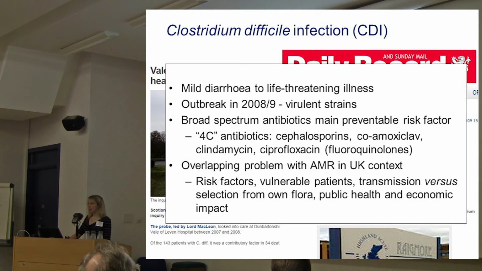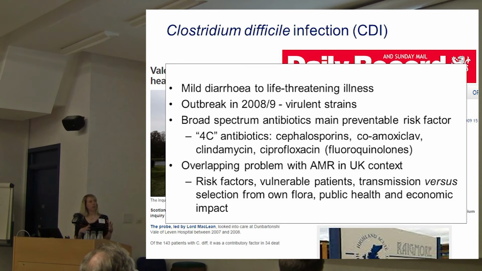And there were four antibiotics that were picked out as particularly high risk in general use at putting people at risk of having C. diff. And conveniently, they all began with C, so we got together this group of high-risk 4C antibiotics, and they're listed there. And even though it's not thought of classically under the AMR umbrella, it is important in that a lot of the risks, the patients and the issues of transmission are the same.